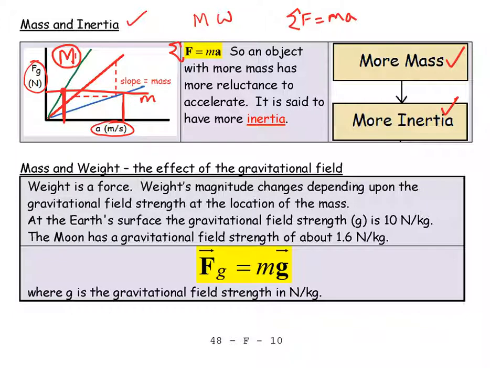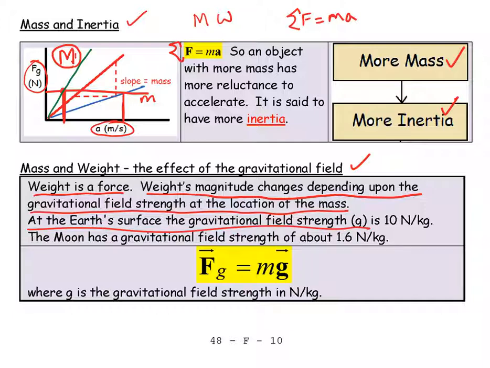Let's talk about mass and weight, the effects of the gravitational field. Weight is a force. Weight's magnitude changes depending upon the gravitational field strength at the location of the mass. If I go 50 million miles into space, my gravitational field will be different, therefore my weight will be different, although my mass will not be different. At the Earth's surface, the gravitational field strength, little g, is 10 newtons per kilogram.